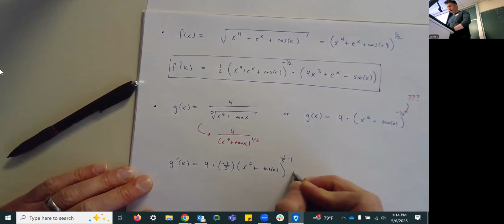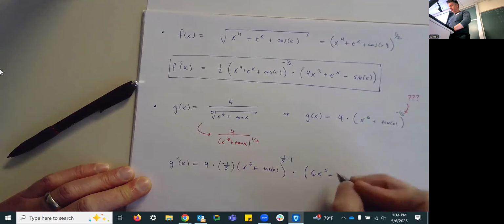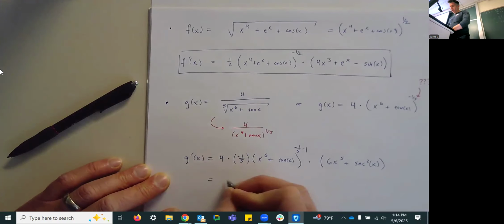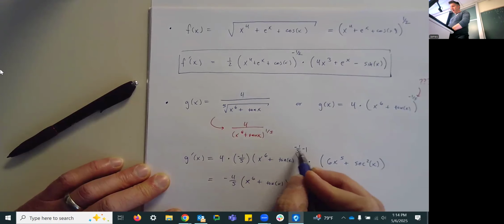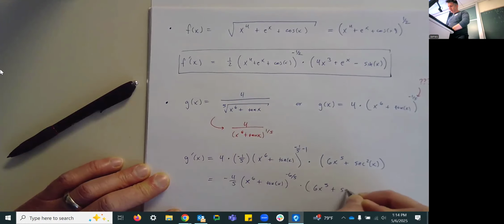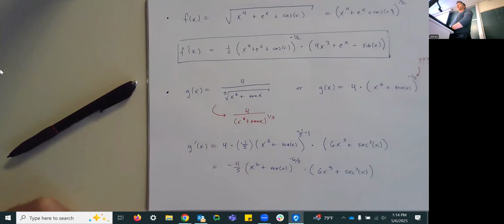And then I have to multiply by the derivative of the stuff, which is going to be 6x to the 5th plus the derivative of tangent of x, which is secant squared of x. And if I wanted to simplify this, which I kind of do, I would write it as negative 4/5 times x to the 6th plus tangent of x to the negative 1/5 minus 5/5, which is negative 1 minus 5, or negative 6/5, times 6x to the 5th plus secant squared of x. Not too terrible. Question, yeah.